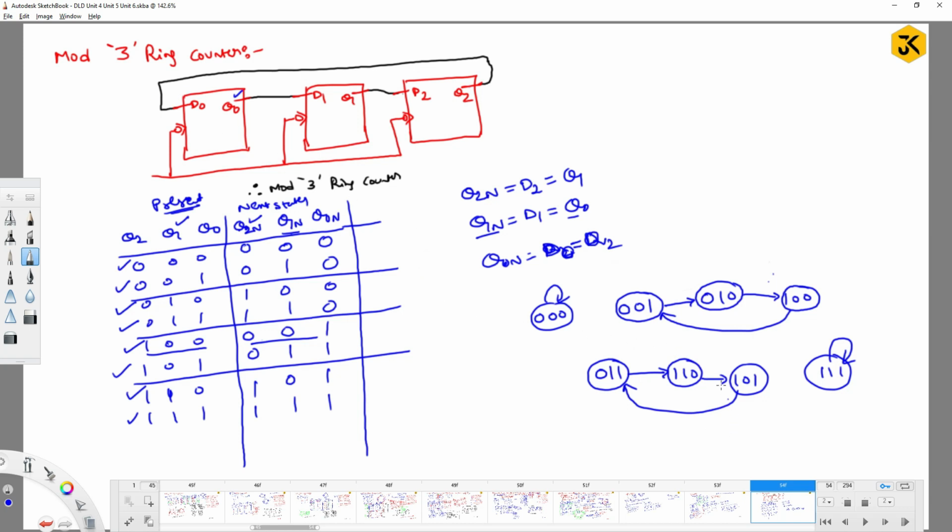Why is it called a mod 3 ring counter? It repeats over 3 states, so it will maintain the states 001, 010, 100, repeated continuously. This is the way we can implement a mod 3 ring counter. Okay, I hope you understood clearly. Thank you.